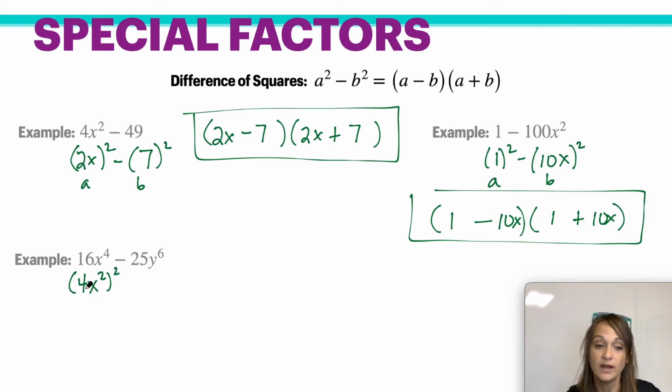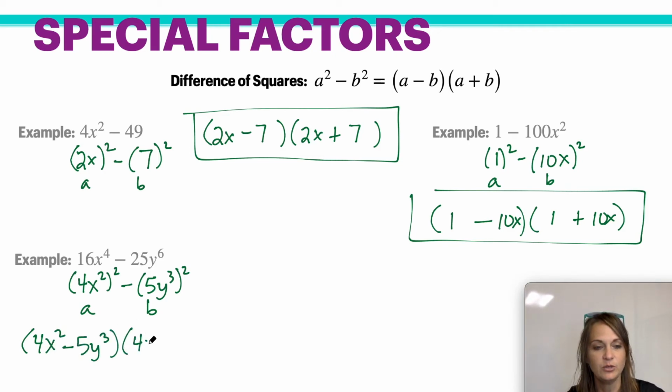Last, what squared gives you this? 4x squared gives you this, and 5y cubed. And so you'll have 4x squared minus 5y cubed, and you would have 4x squared plus 5y cubed.